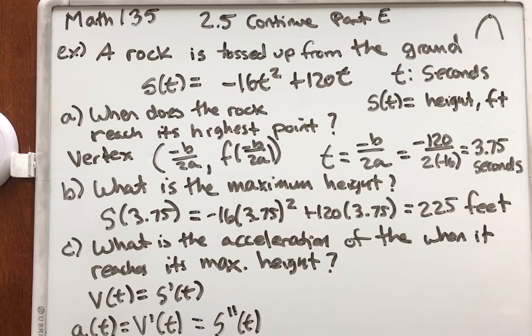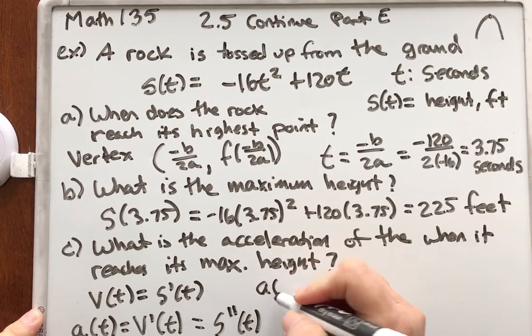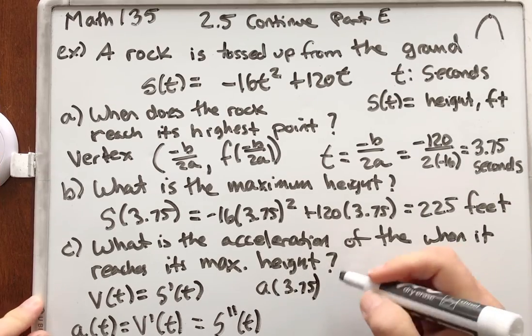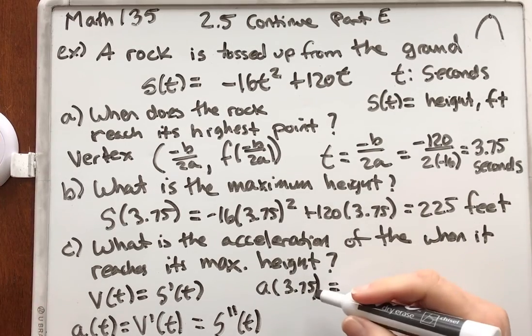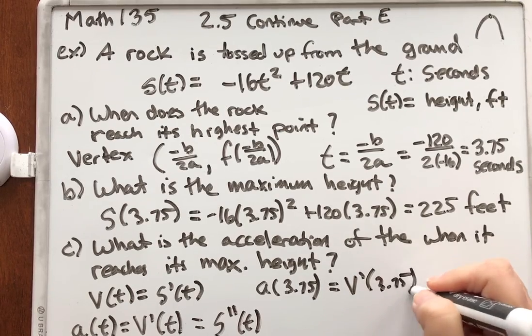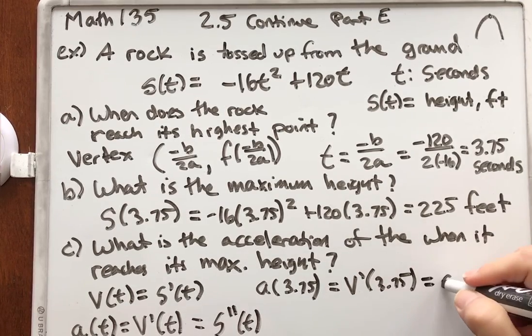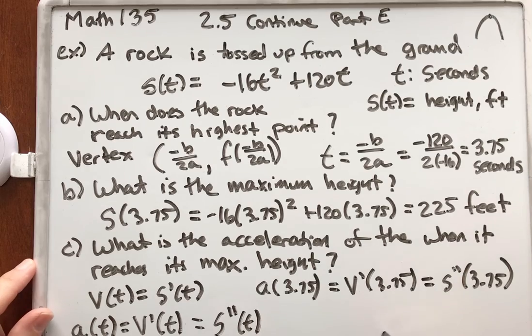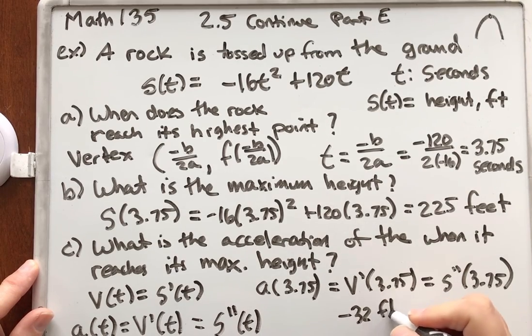So we're looking at a of 3.75. And we said that was the same thing as v prime of 3.75. And that would be the same thing as s double prime of 3.75. Okay? So when you do that, the answer is going to be negative 32 feet per second squared.